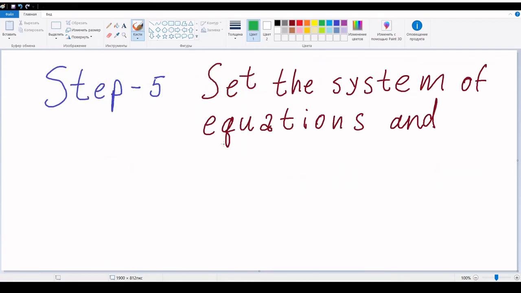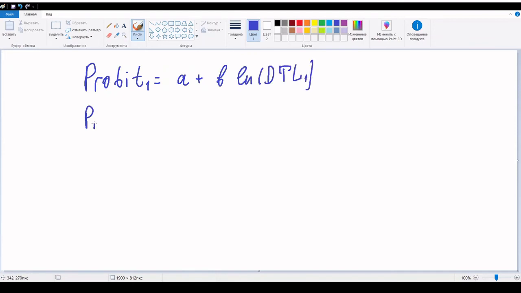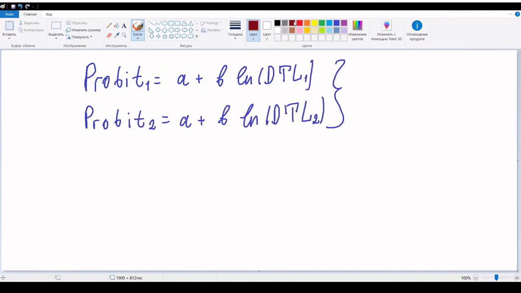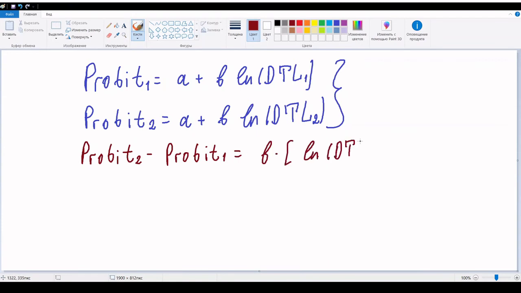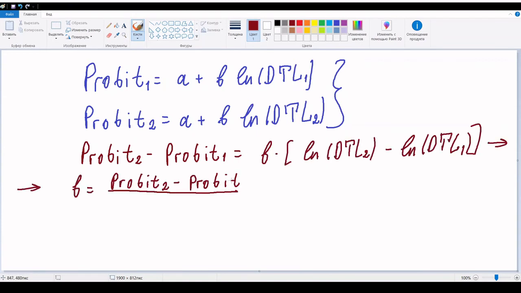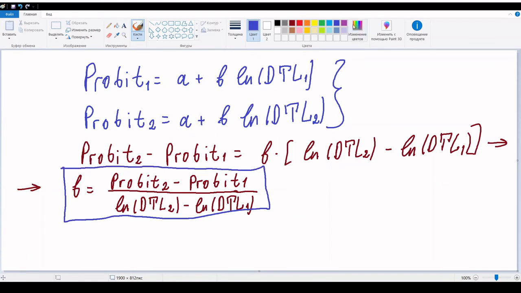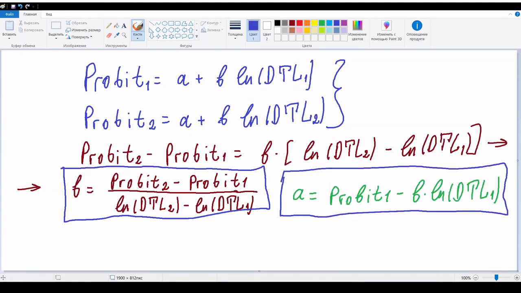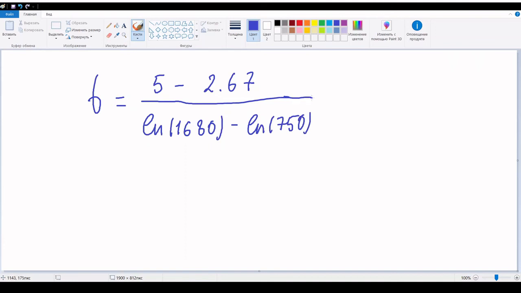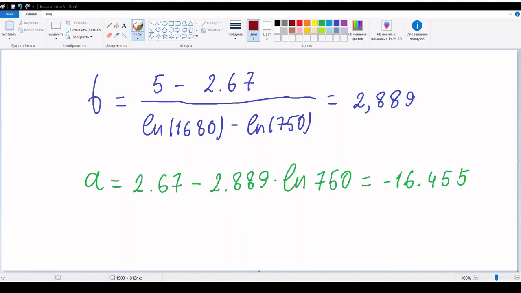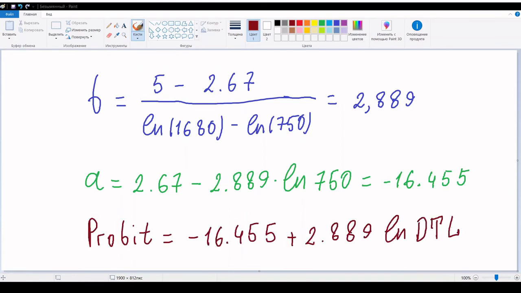Step 5. Set a system of equations and find the solution. We need to find A and B fitting parameters of the probit function. We can use programs such as MathCAD or Excel to solve a system of equations or do it manually. You can see an example of a manual solution of a system of probit equations. We have found both A and B fitting parameters and can just build up the probit function. Here's the result.